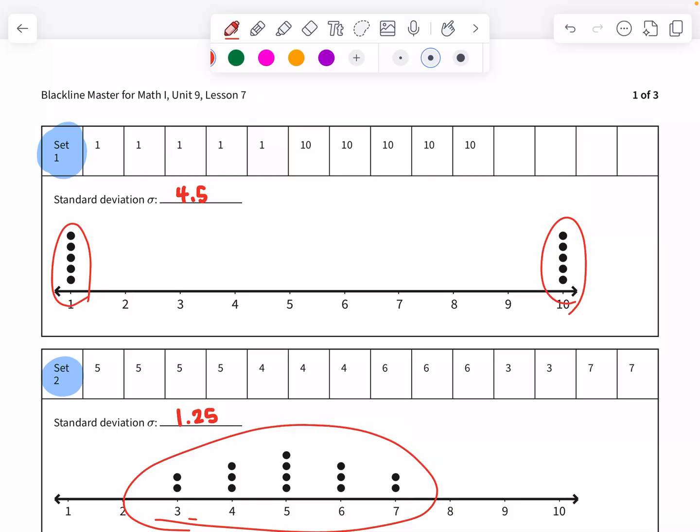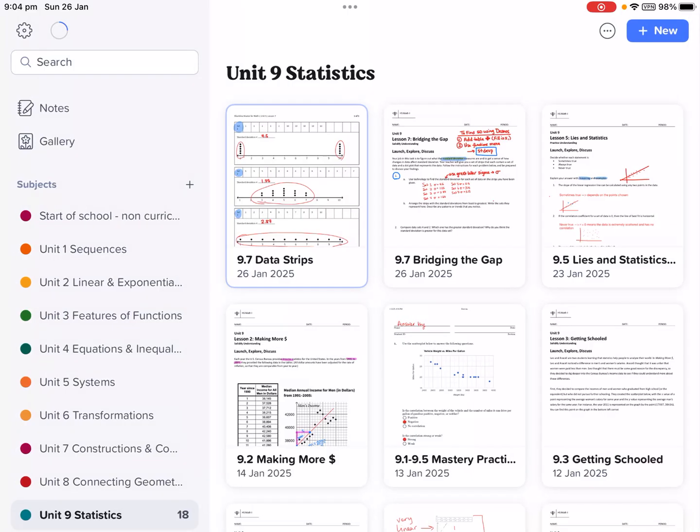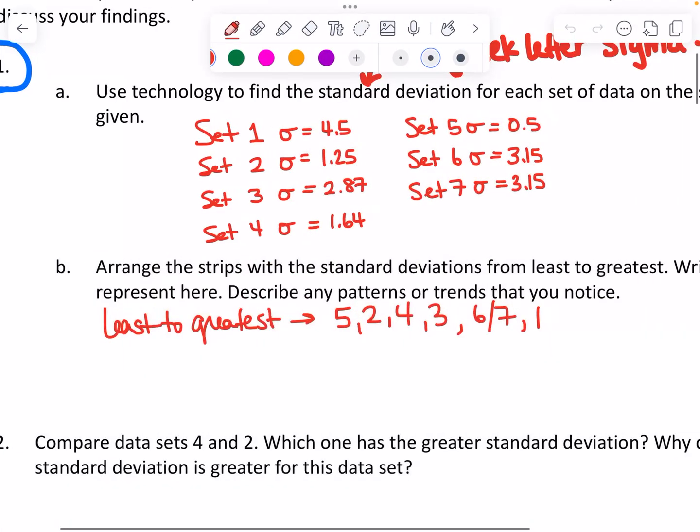recording those trends. So this over here, least to greatest, this is very grouped. And I'm going to say this is very spread out. Very spread out. Okay.